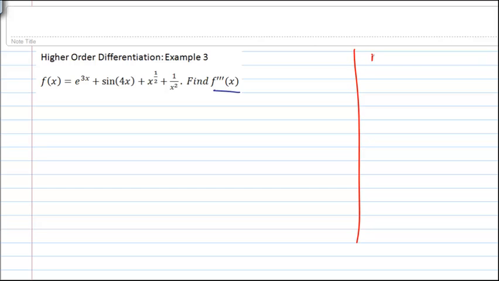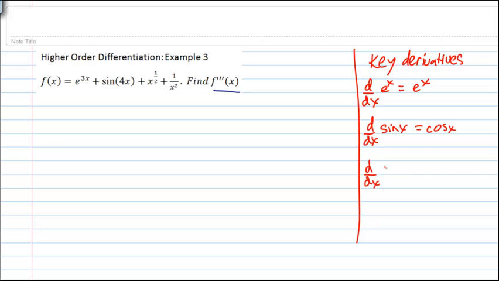So before we get started, I'm just going to write down some key derivatives that we're going to have to use. The first is that the derivative with respect to x of e to the x is itself. The second is that the derivative of sine x is cos x. And the derivative of cos x is negative sine x. Don't forget that negative sign. And the last big one is d by dx of x to the n equals n times x to the n minus 1. So let's start tackling this problem.